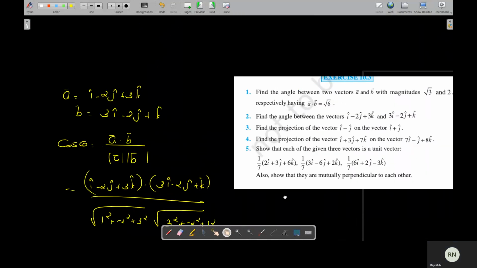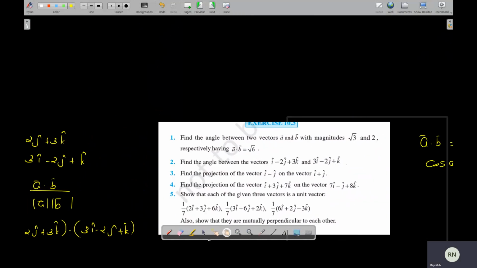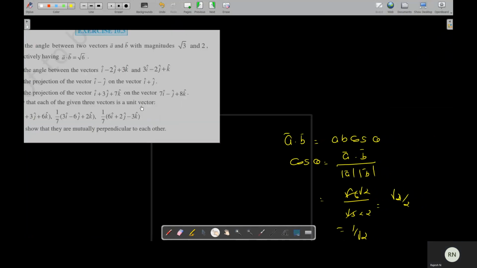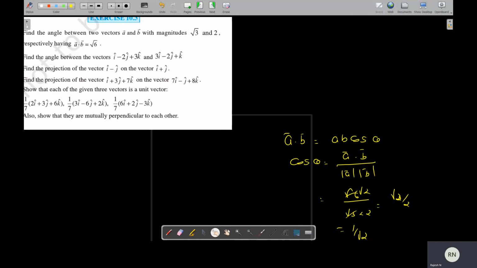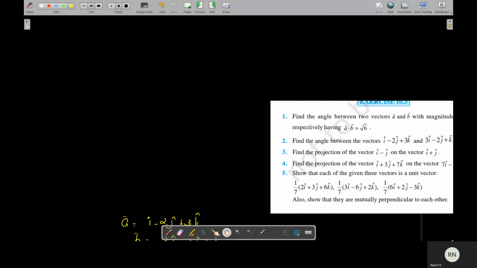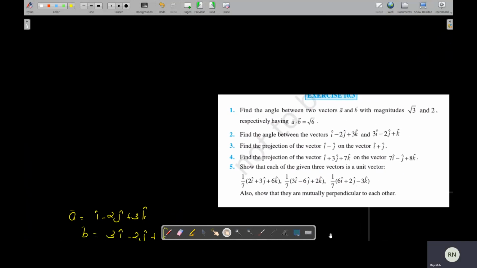Find the projection of vector i cap minus j cap on the vector i cap plus j cap. So you take a bar as what? i cap minus j cap. b bar is what? i cap plus j cap. Projection of a bar on b bar.